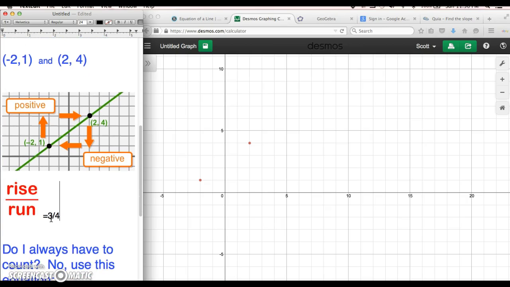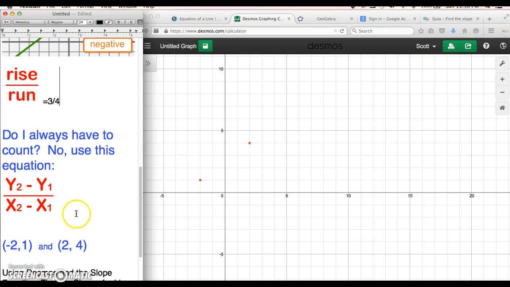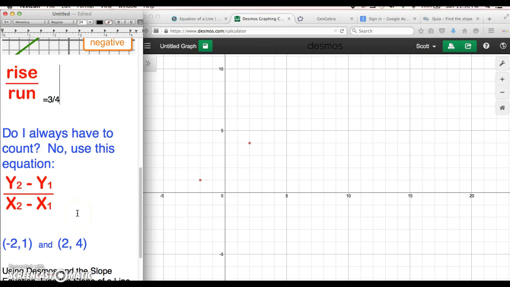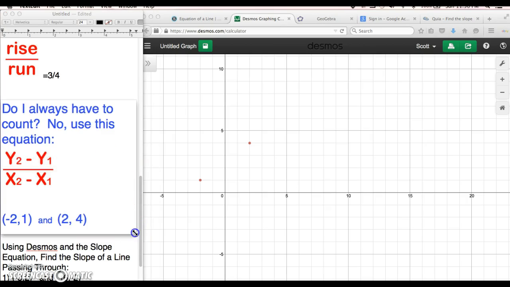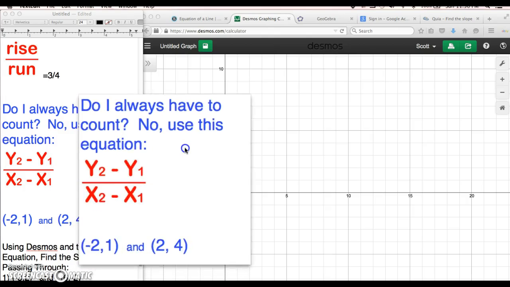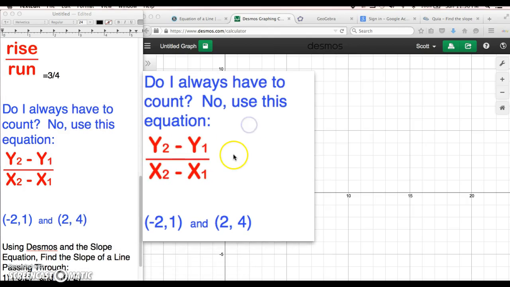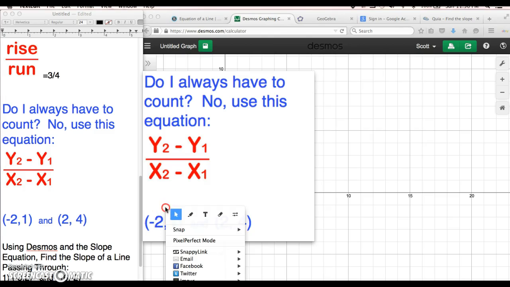Next you ask, Mr. Duffy, do I always have to count? No, you don't always have to, but I like to just to reaffirm it. But this is another way that we can find the slope between these 2 points. I'm clicking this and I'm blowing this up a little bit. Now, this point right here, -2, 1, is my first point.